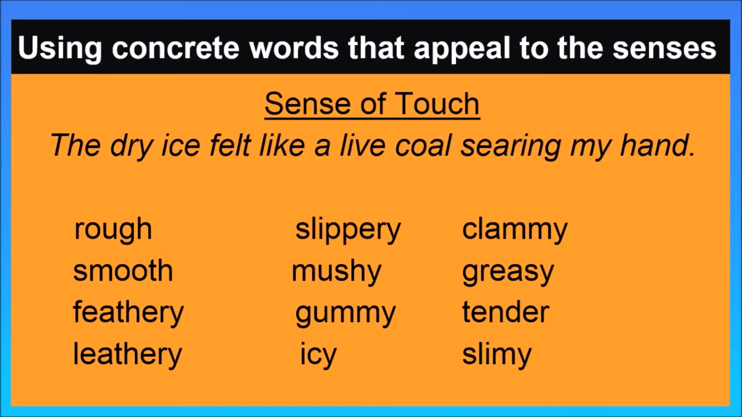And I want you to take a look at this sentence. The dry ice felt like a live coal searing my hand. So it actually sounds like the very exact opposite of dry ice, live coal. So the dry ice is being compared to a live coal searing the persona's hand. Okay, so you can see the paradoxical effect of this sentence under the sense of touch.